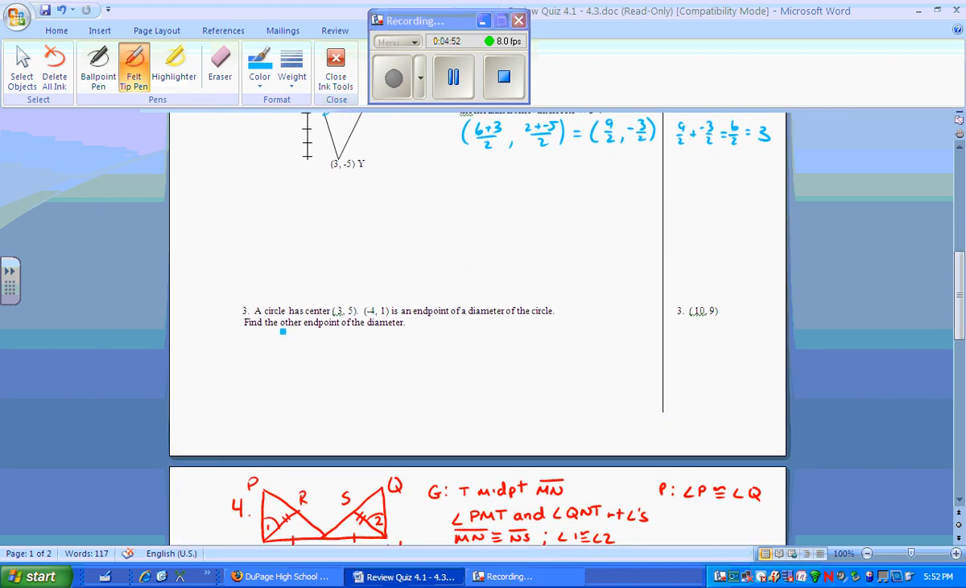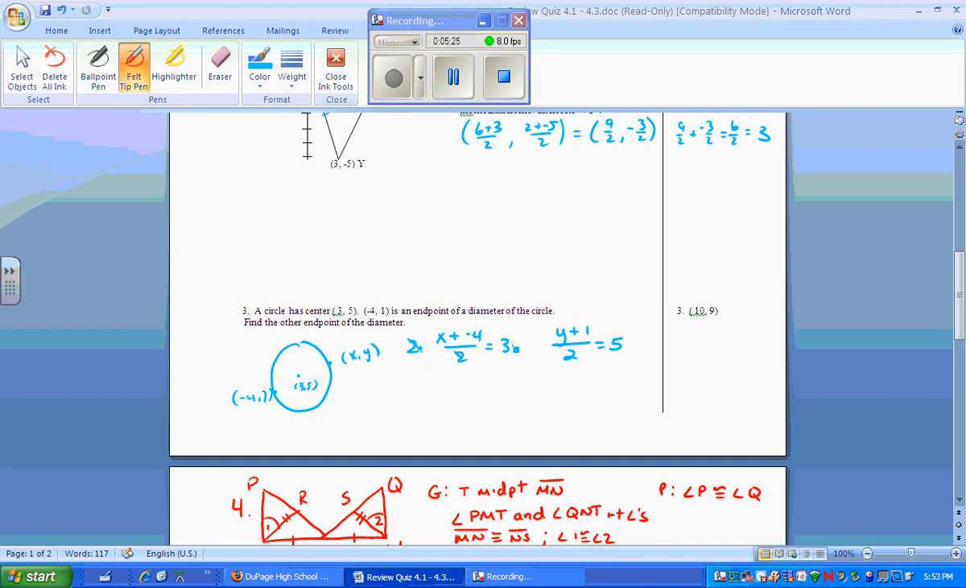Question 3. The center of the circle is at 3, 5. So we're looking at something like this. Center is 3, 5. We've got a point at -4, 1. We're going to find the other endpoint. So I would use the midpoint formula. Call this x comma y. So we got x plus -4 over 2 equals the middle of 3. And then the second equation would be y plus 1, those are the two y's, divided by 2 equals 5.